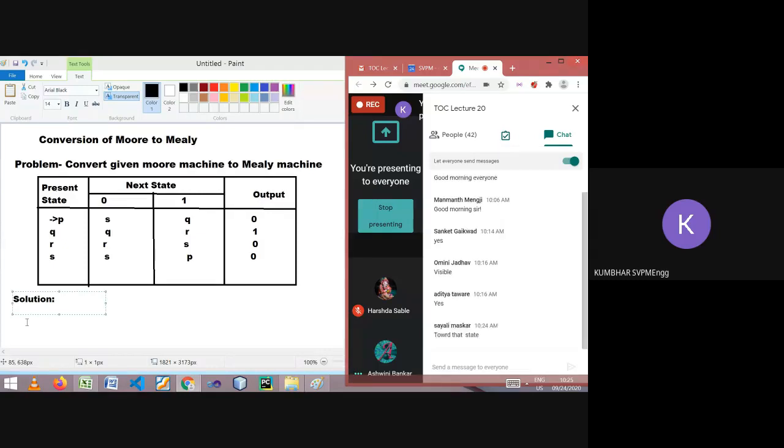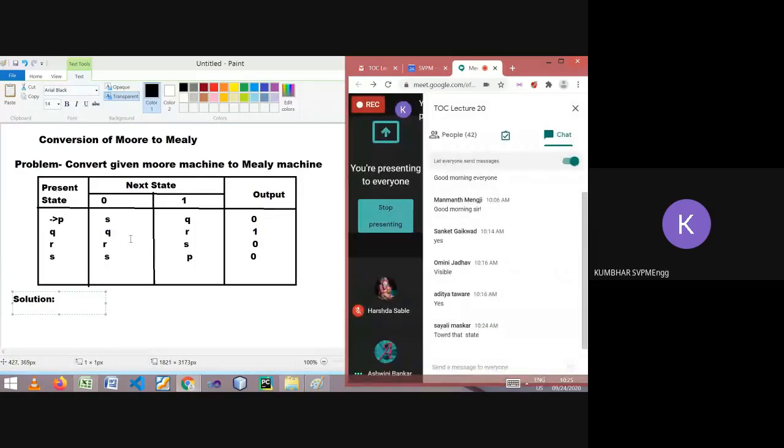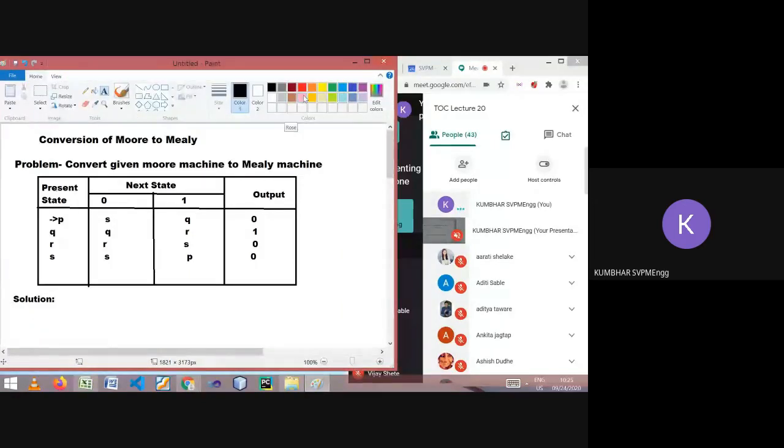And the second step is, once you complete this shifting of the output to the respective entering states, you have to minimize the Mealy machine. Okay, 2 steps. First, move that output to the associated entering transitions, and second is minimize the Mealy machine. So let's go for step 1 first. Let me write that first.